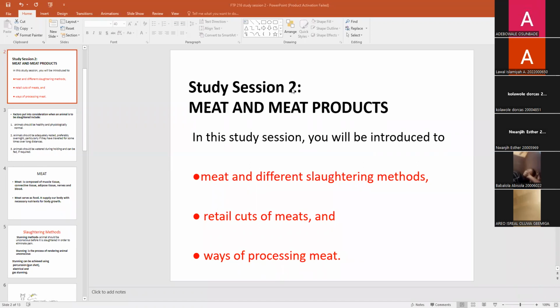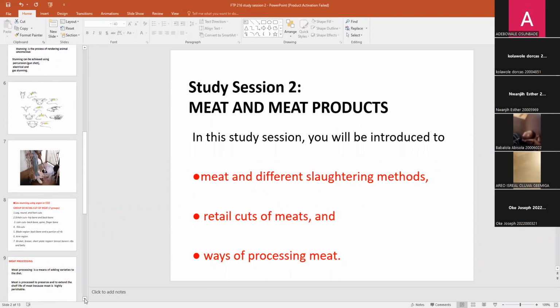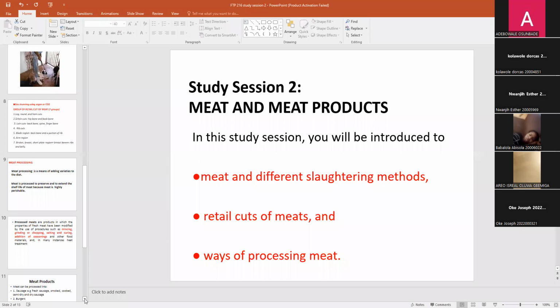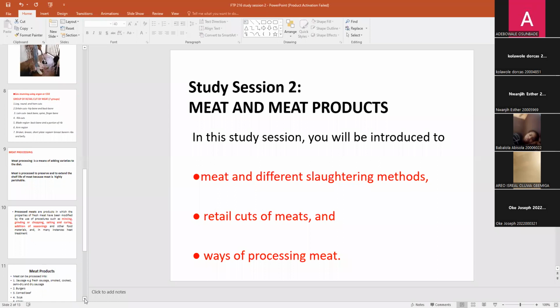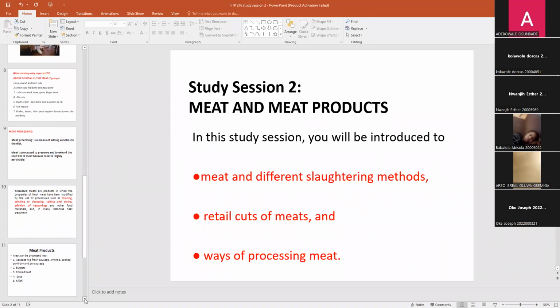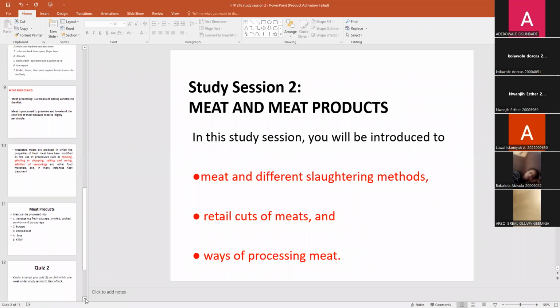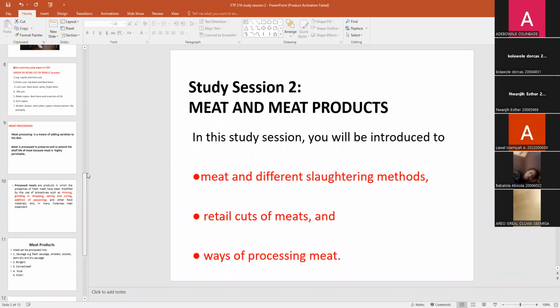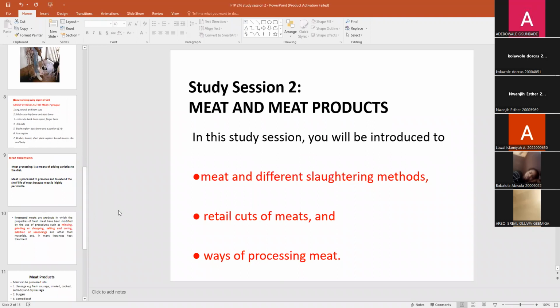Explain the various ways of processing meat. What are the various ways? We have grinding. Salting. Are you done? Yes. Okay, thank you very much.